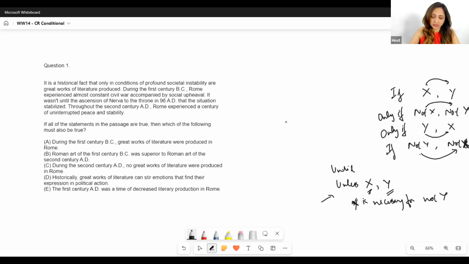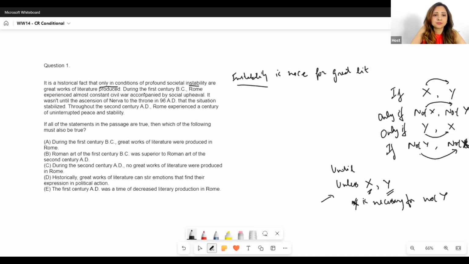It is a historical fact that only in conditions of profound societal instability are great works of literature produced. So look at this: only in these conditions, instability, are great works of literature produced. So the first thing, when I read this first sentence, I tell myself, okay, this means that instability is necessary for profound, great works of literature. Okay, so for great literature. So great literature is produced only when this condition is met, when there is instability.